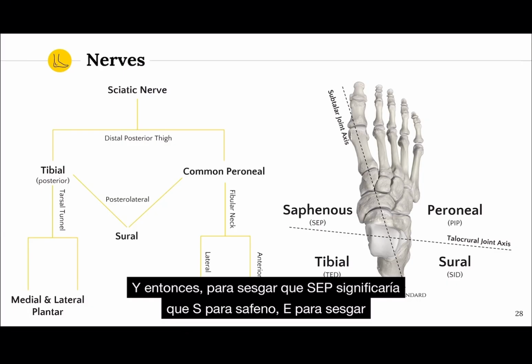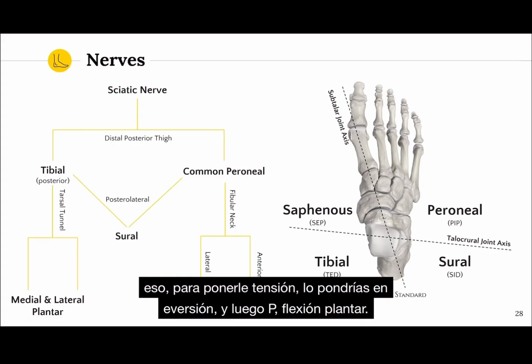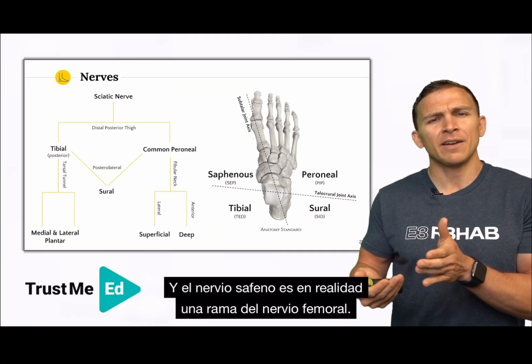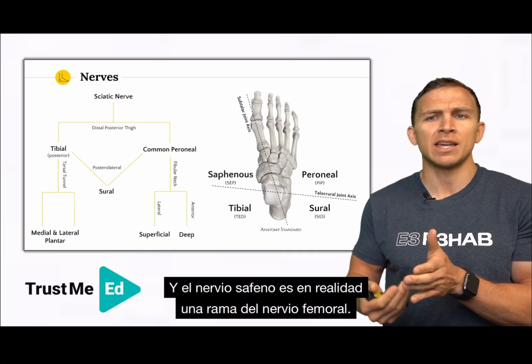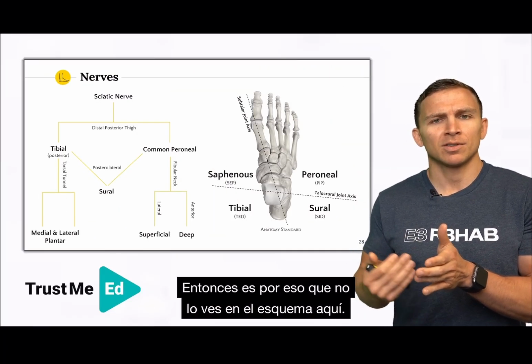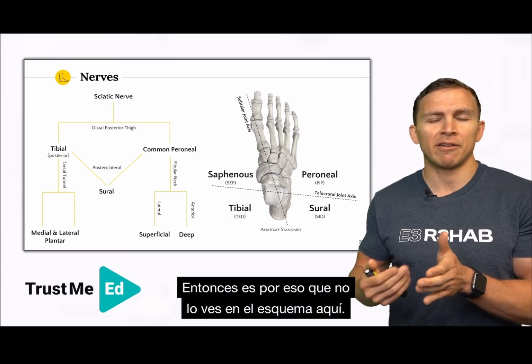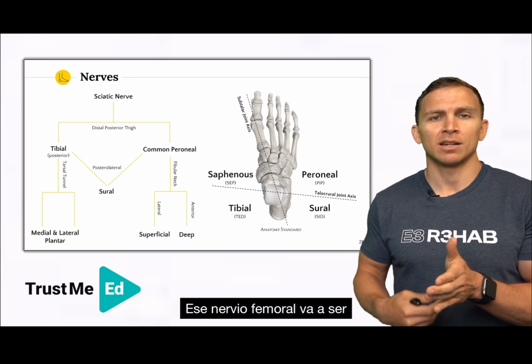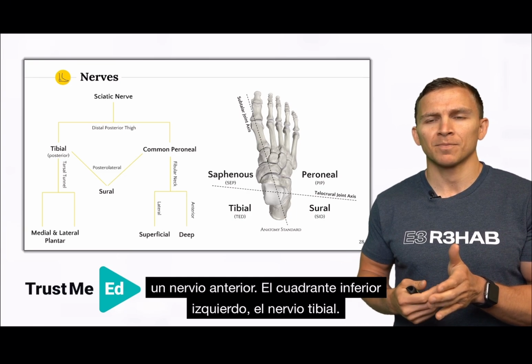And so to bias that, SEP would mean that S for saphenous, E, to bias it, to put tension on it, you would put it into eversion, and then P, plantar flexion, okay? And the saphenous nerve is actually a branch off of the femoral nerve, so that's why you don't see it in the schematic here. That femoral nerve is going to be an anterior nerve.